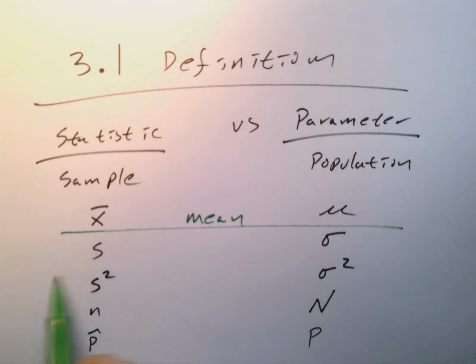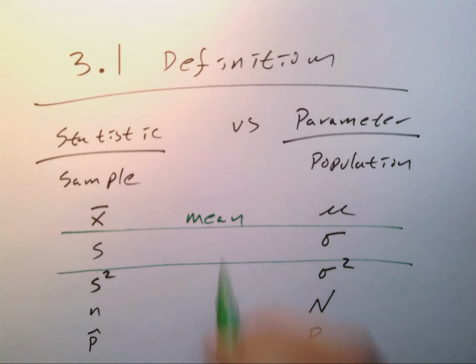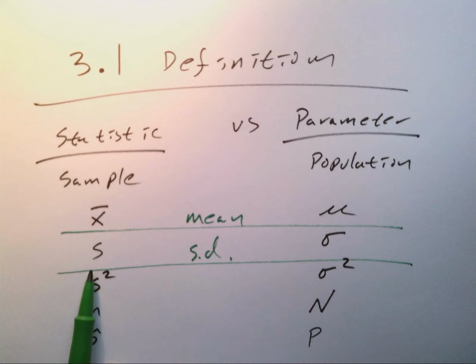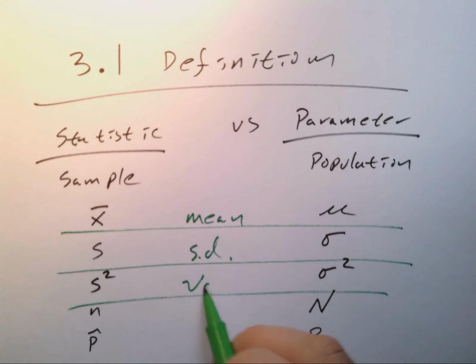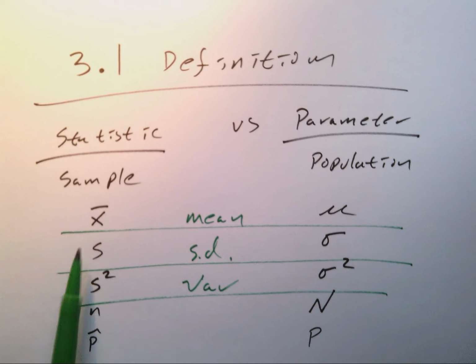Next up, you have the standard deviation, which I will abbreviate S.D. at times, or just say standard deviation, and that's lowercase s for the sample statistic versus sigma for the population parameter. Similarly, you have the variance, abbreviated var, and the variance is the standard deviation squared, whether it's a statistic, so S squared is the sample variance, and sigma squared is the population variance.